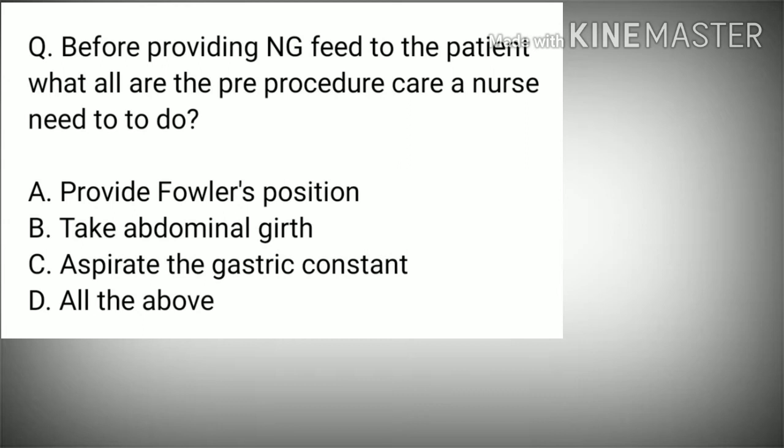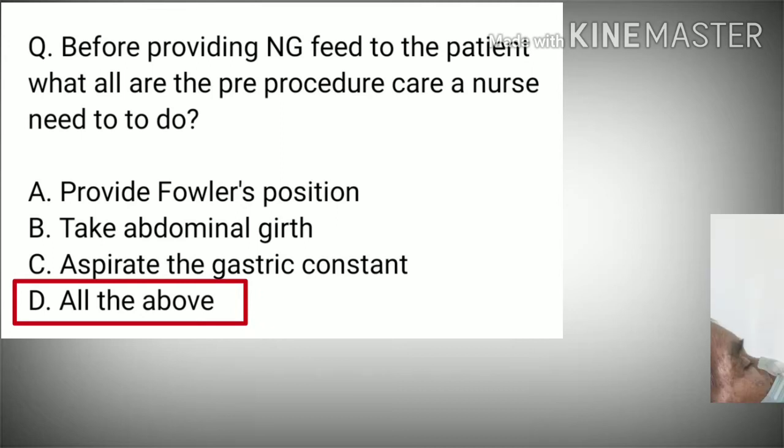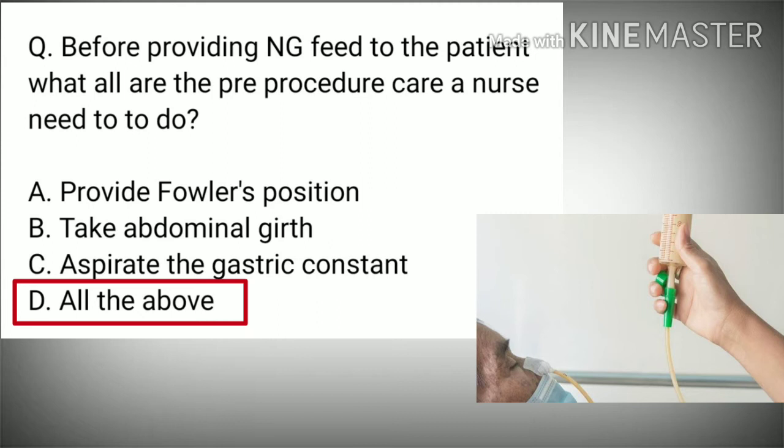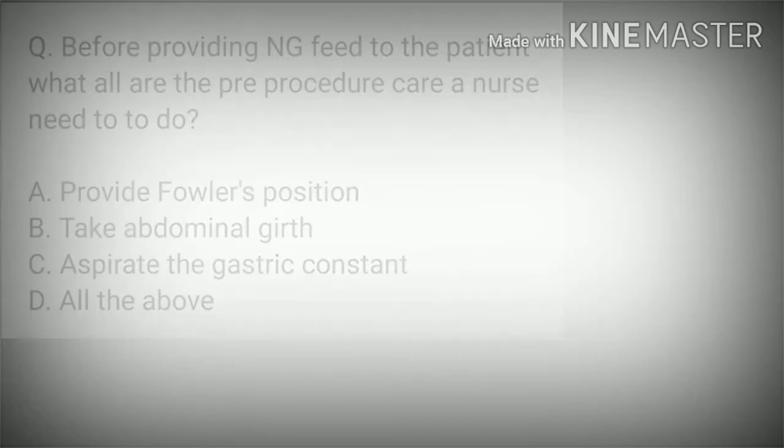Before providing NG feed to the patient, what care does a nurse need to do? A. Providing Fowler position, B. Take abdominal girth, C. Aspirating the gastric content, D. All the above. And the correct answer is D. All the above are the actions expected from a nurse before NG feeding. Abdominal girth monitoring and aspirating of gastric content will help to recognize feed intolerance.